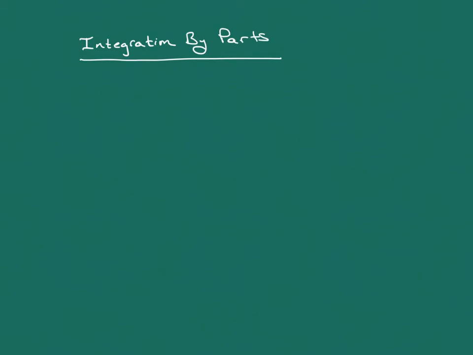Let's talk about integration by parts. Now, where integration by parts actually comes from, it really arises from our product rule back from Calc 1, that if we wanted to take the derivative of the product of two functions, that was going to be the derivative of the first times the second plus the first times the derivative of the second.